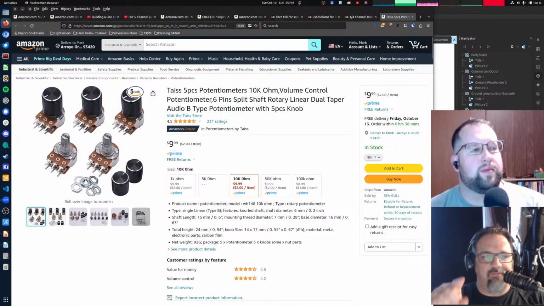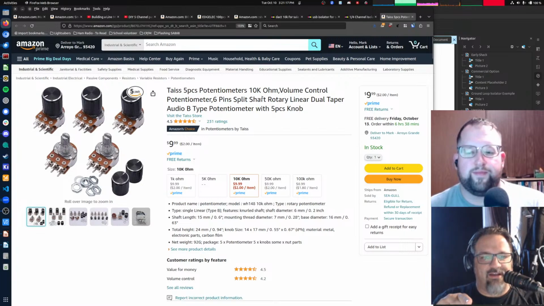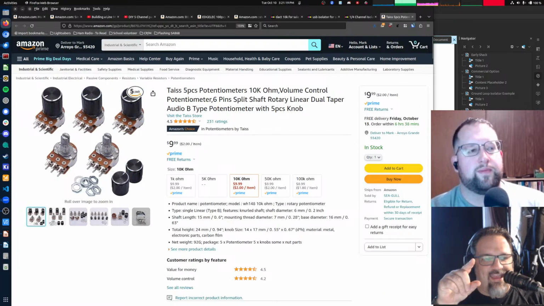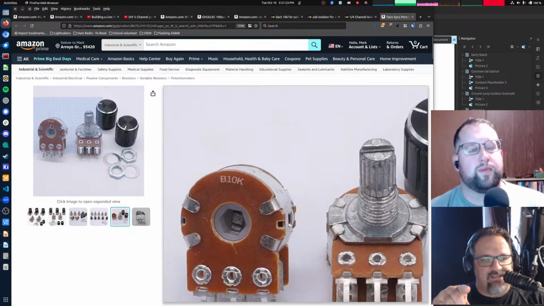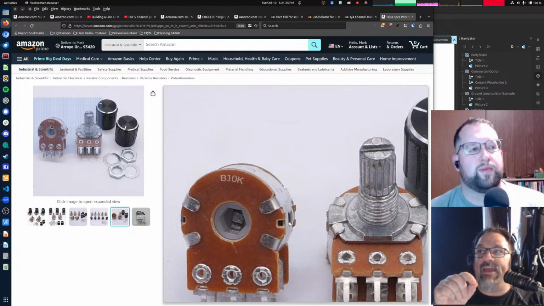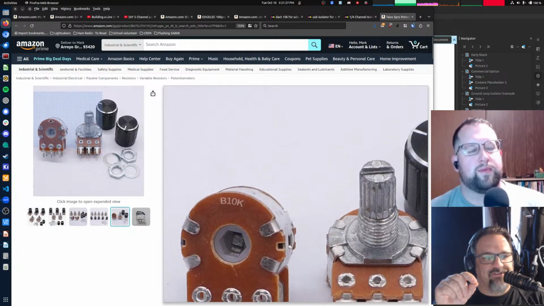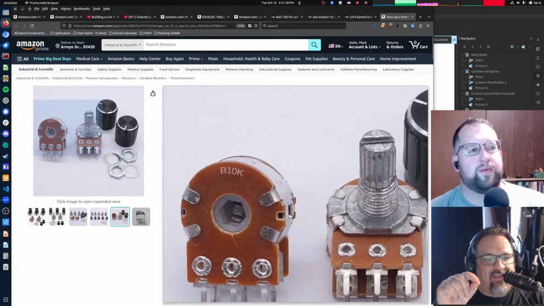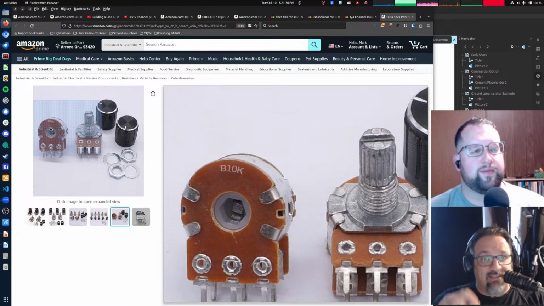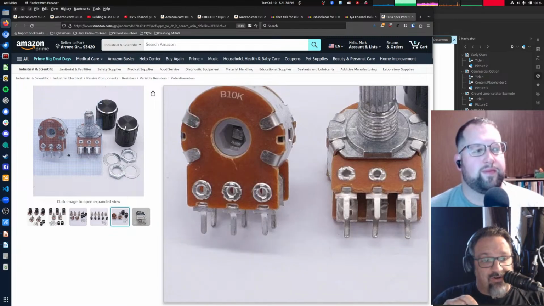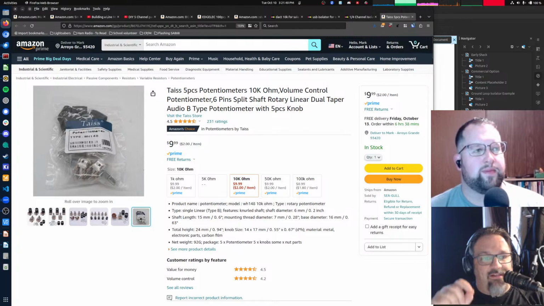Potentiometers, 10K, volume control, except that it is a B-type taper. Where is it? There it is. So it's a B10K. I can't move my cursor over it because then it'll stop highlighting it. But the fact that it says B10K on the back tells me that it's not an audio taper. B is usually a linear taper. So an A would be an audio taper.